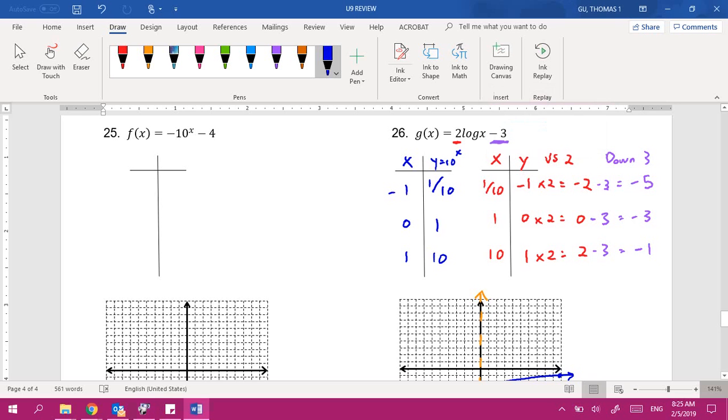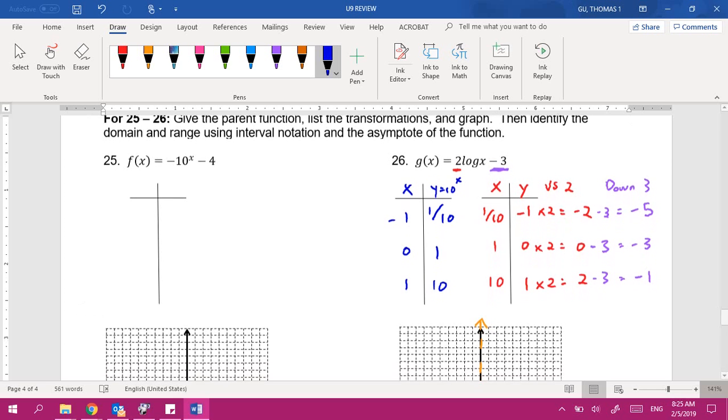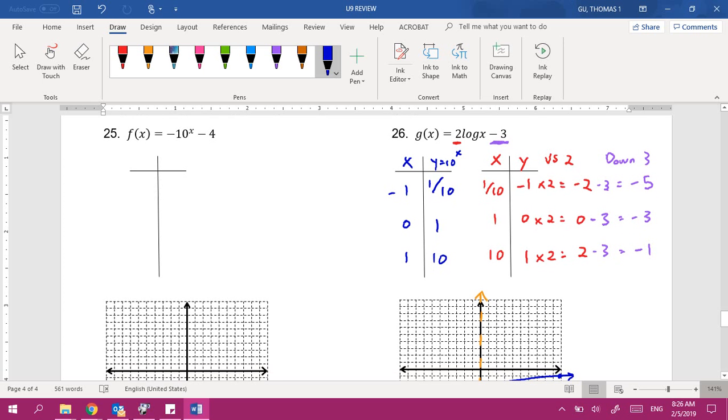All right, so on 25, we're going to give the parent function, list the transformations, and then graph. Then we're going to identify the domain and range using interval notation, and we're going to give the asymptote of the function. So notice this is an exponential function. The easiest way to do the parent function and list the transformations is to list the transformations first. So what transformations do you see on 25?